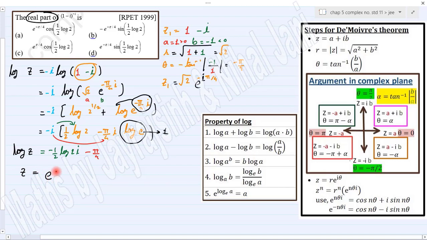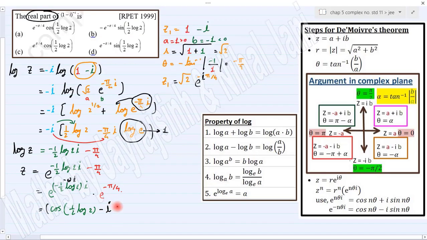So we will get e raised to your whole right hand side, which can be simplified as e raised to minus 1 by 2 log 2 i into e raised to minus pi by 4. Now, in the first term, we have e raised to minus theta i form, which can be converted into polar form as cos of the angle, which is 1 by 2 log 2, minus i times sine of the angle, which is 1 by 2 log 2, into e raised to minus pi by 4.